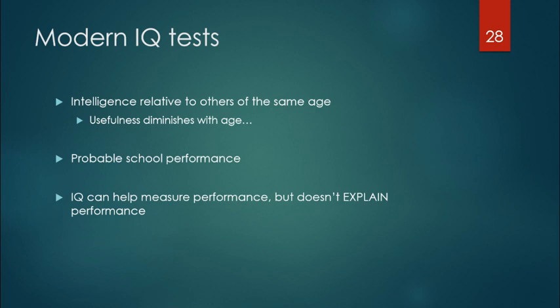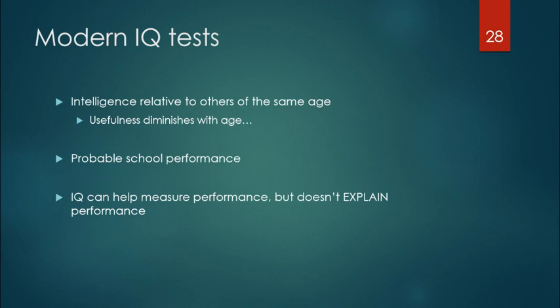Modern IQ tests are very useful for guessing someone's school performance. IQ tests do a decent job of allowing us to predict how well someone is going to do in school. And remember, that is what they were originally designed for. How well would a student do in a typical classroom environment? So it's really not that surprising that today, 100 years later, they still do the same thing that they were originally designed to do.